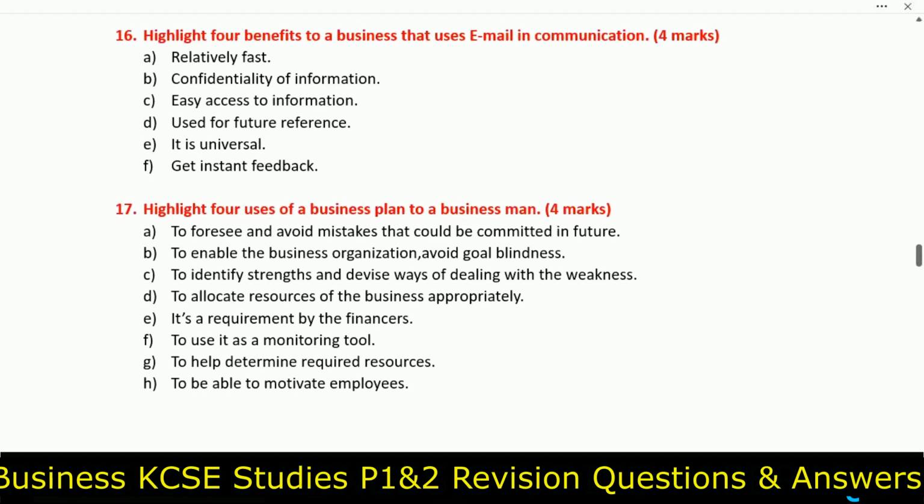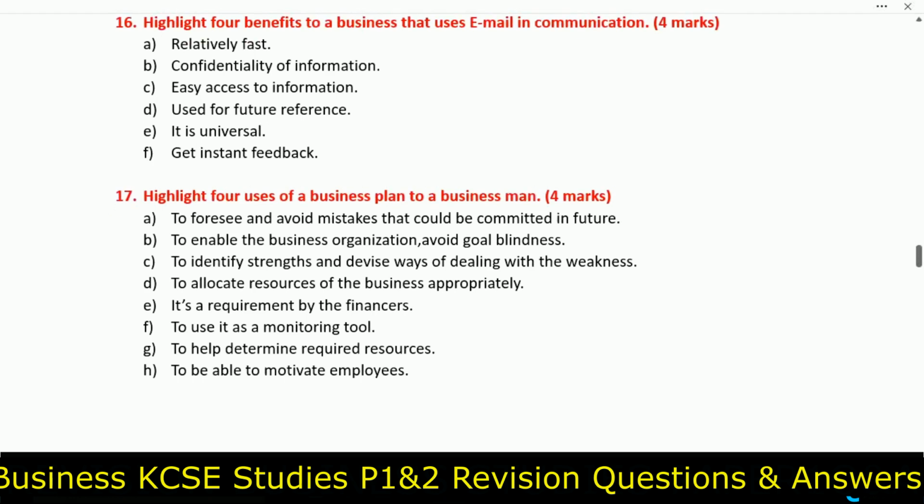Benefits to a business that uses email. Number 1, email is relatively fast. Number 2, confidentiality of information. Next, easy access to information. Next, used for future reference. Next, it is universal. Next, get instant feedback.